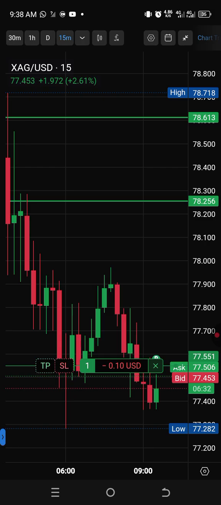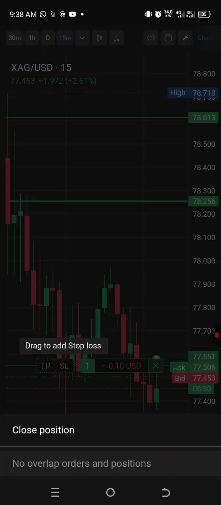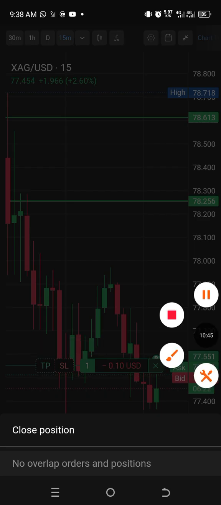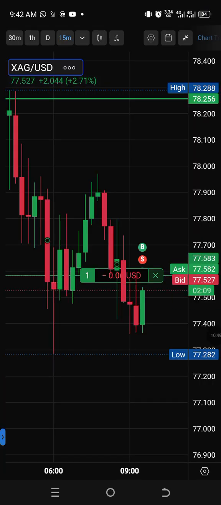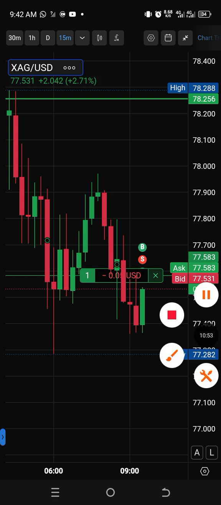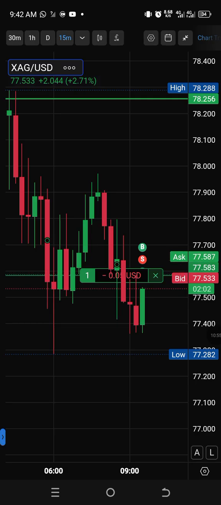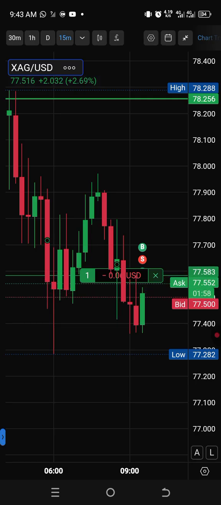This thing is still complicated for me to put. Drag to add stop loss. Okay. But I'm dragging. Yeah, so I'm used to trading on MT5, not this setup. So putting a stop loss or take profit is still confusing me.